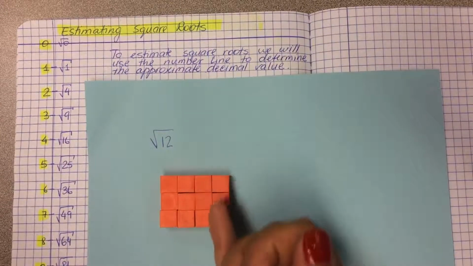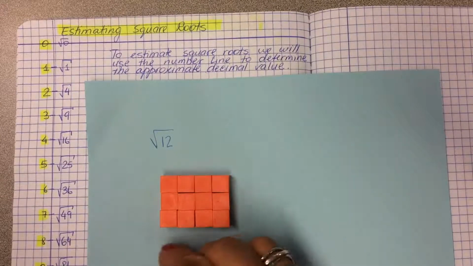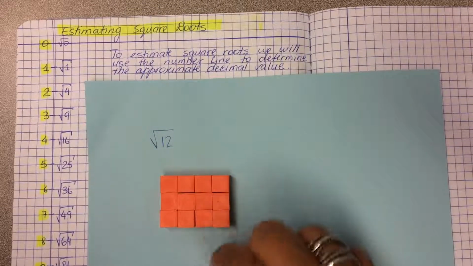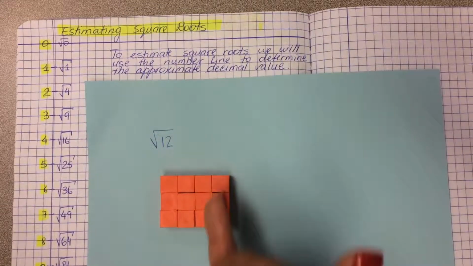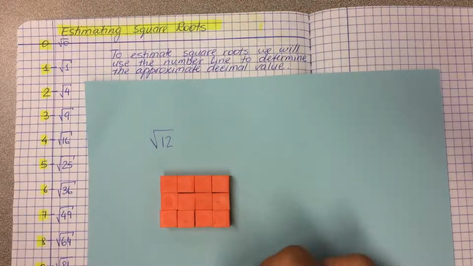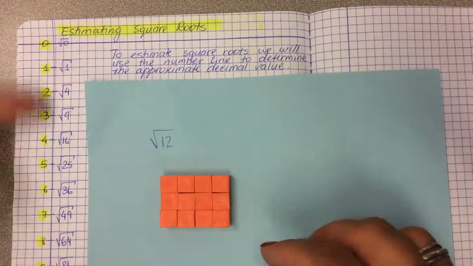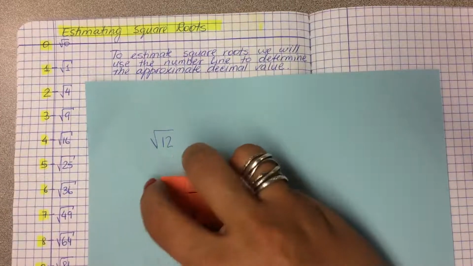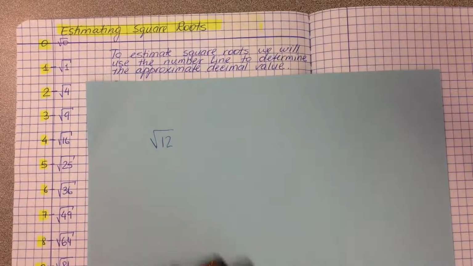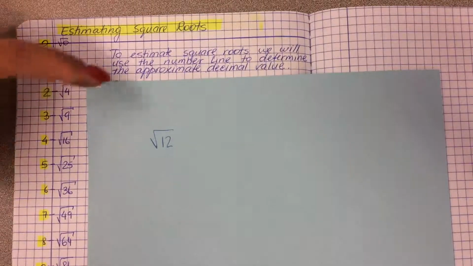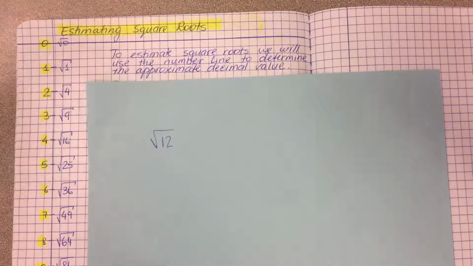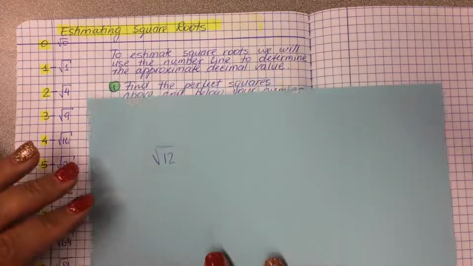So I'm going to have to try to cut from these squares and put them over here, so that will complete the square. But that cutting part, which means breaking something, is going to give us a decimal value. So it's not going to be a whole number. And let's see how that works on the number line. So to estimate square roots, we will use the number line to determine the approximate decimal value. A few steps to do that.